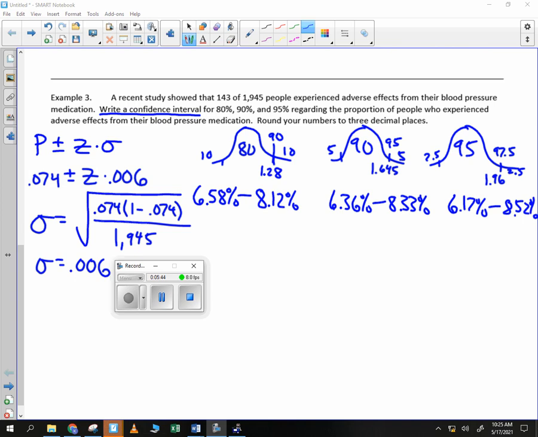I got 6.58 to 8.12. Can you guys concur? I'm getting a little, what do you have there, Carson?